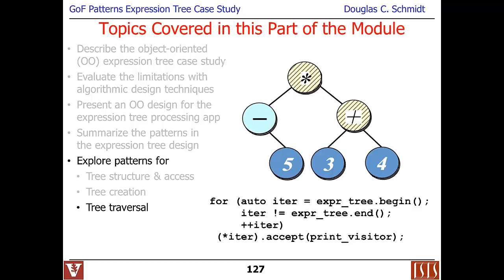Now that we've finally got an expression tree, we want to do something with it. We actually want to process it. We want to run some actions or operations against the tree. And so that's what's coming next. So next we're going to talk about traversing the tree and doing something to the tree as we're traversing it.